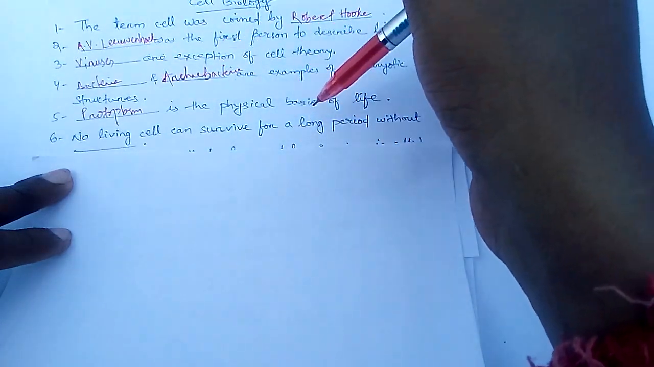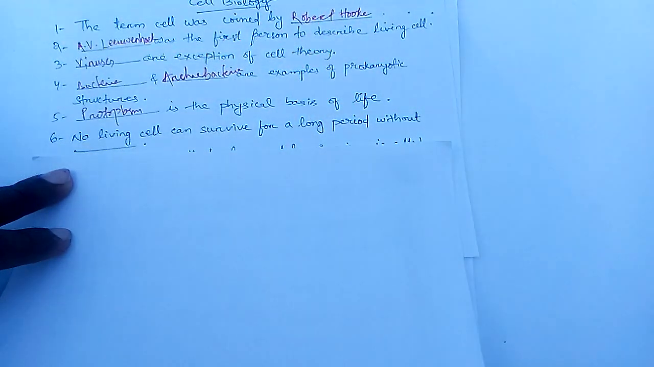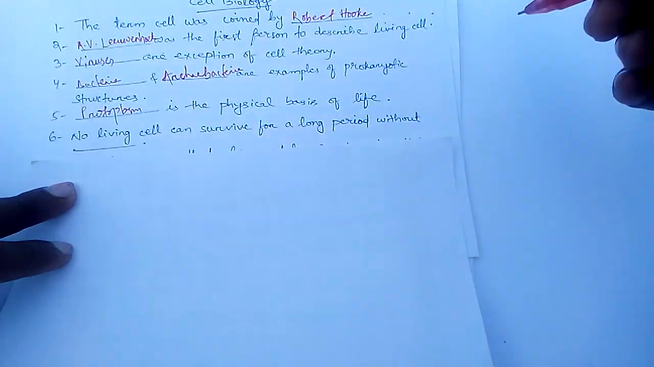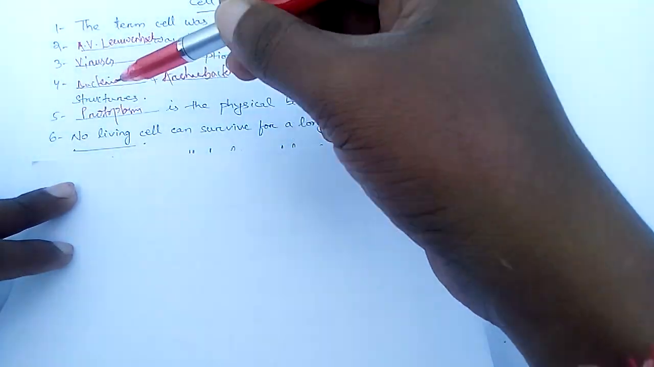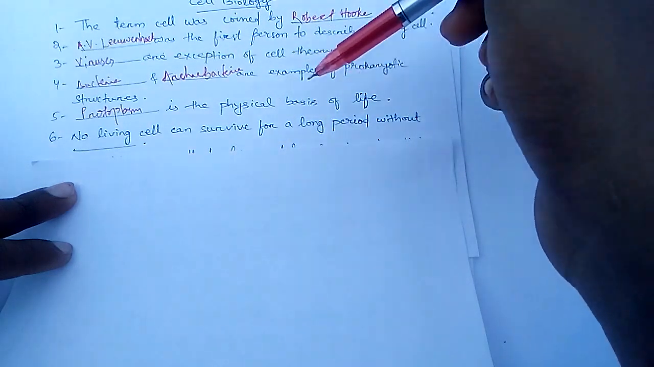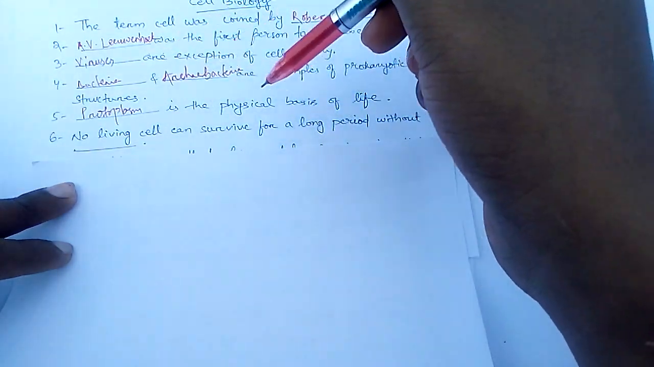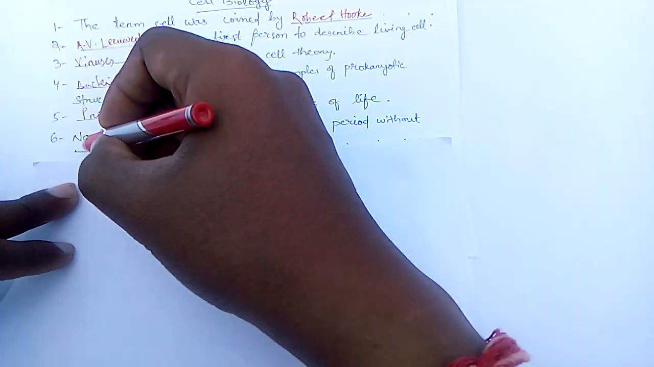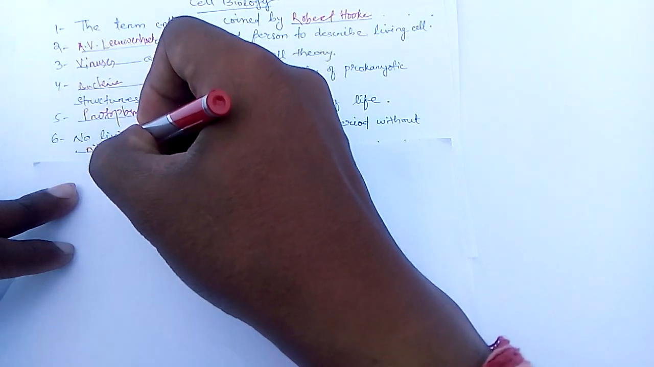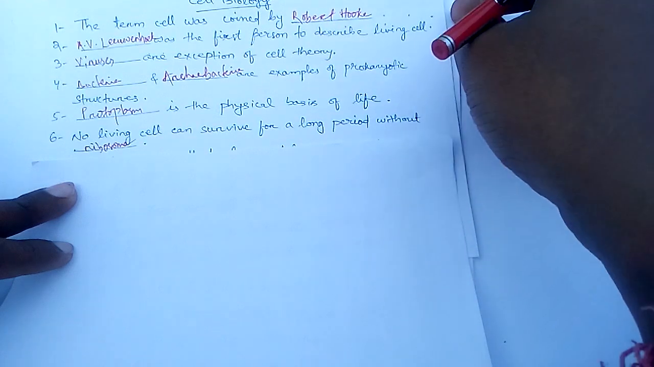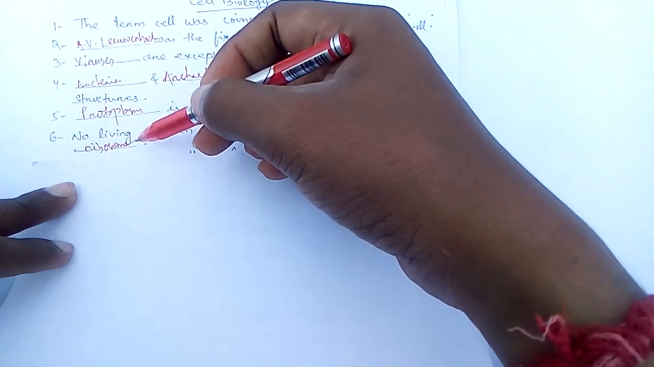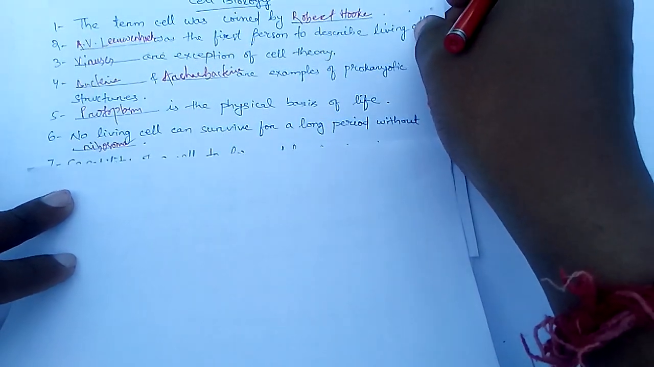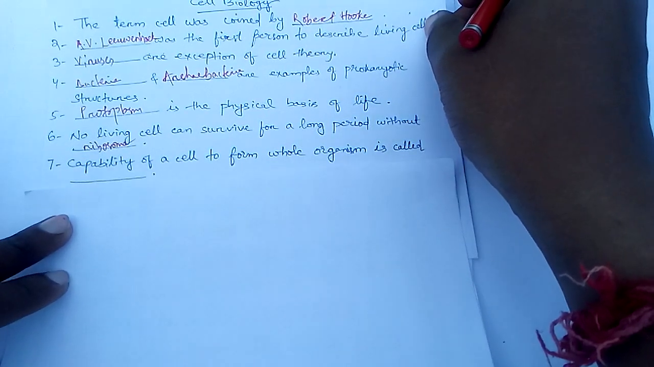No living cell can survive for a longer period without dash. This is a tricky question. The absence of which cell organelle makes the cell non-living? The correct answer here is ribosome. Without ribosomes, no living cell can survive for a longer period, because the main function of ribosomes is the synthesis of protein. That's why without ribosomes a cell cannot survive for a long period. Then we move to our next question.